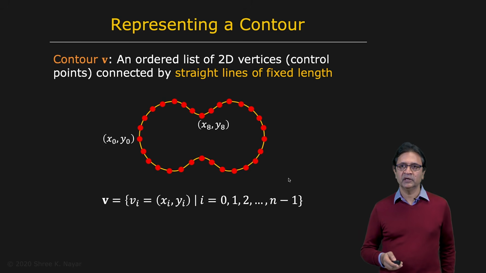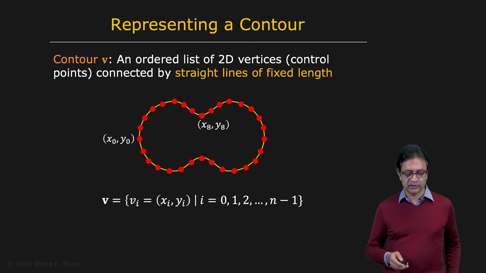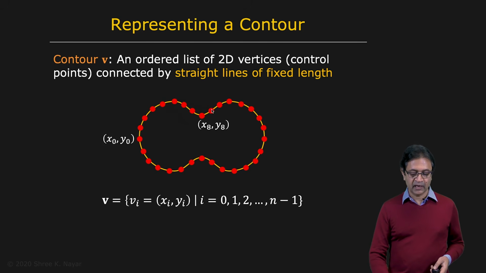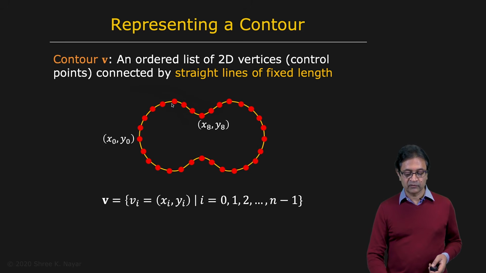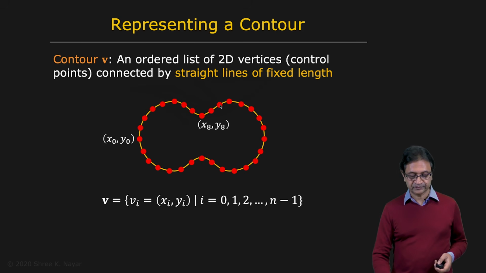So your first step is to represent the contour itself. This is very important, the way you do this. So here is a contour, and let's say we want to represent it with n points, and we call these control points. And initially, the sampling of this contour is uniform in that the distance between consecutive points is fixed. So it's straight lines of fixed lengths between consecutive points.